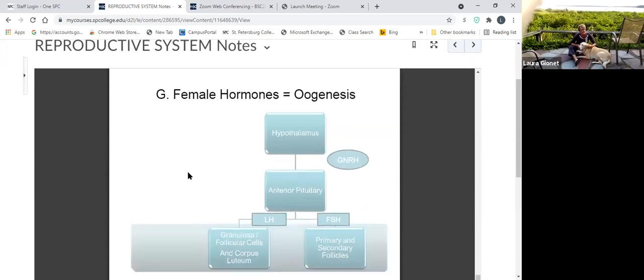And so here we have, again, similarly to that last exercise that we did in the lab guide, what are the hormones and what do they target?